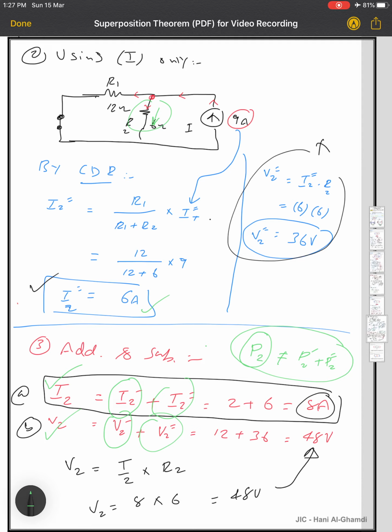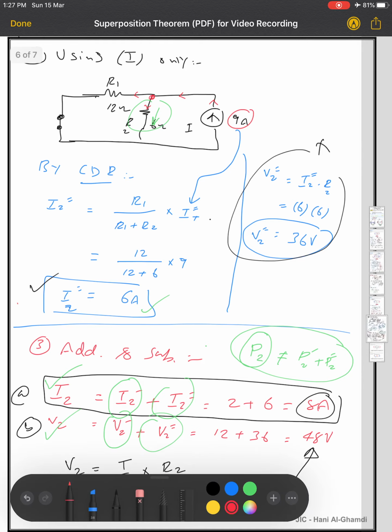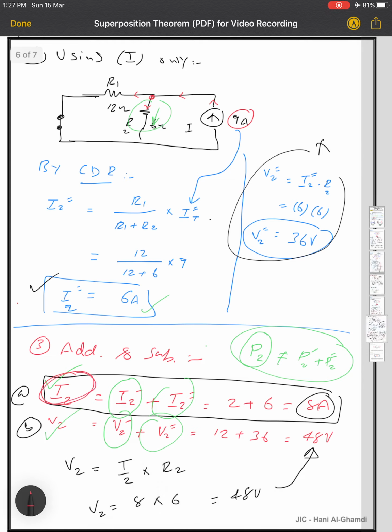I will say to you guys, you have I2 here, the actual value, and you have even V2, and you have R2. Just apply any formula of the three forms of the power and find it. It will give you an equal value.